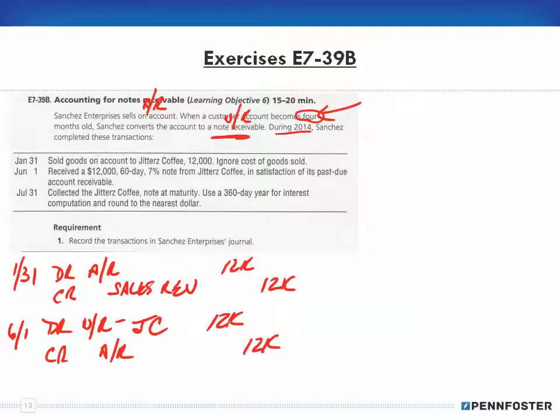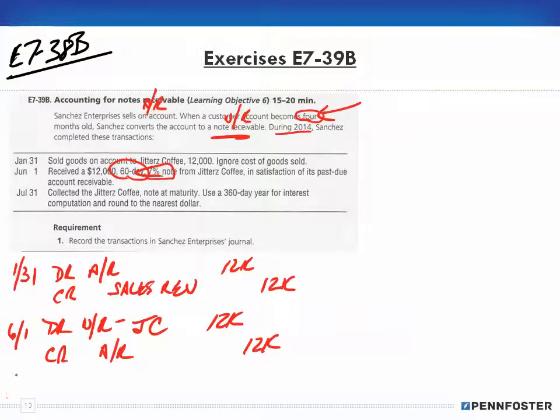If you watched the previous video, exercise 7-38B, I did go into a discussion on making notes for the journal entry, putting a description for the journal entry. This is a case where I would make a note saying that you converted the accounts receivable to the notes receivable, and I put the terms in: 60 days, 7% note.